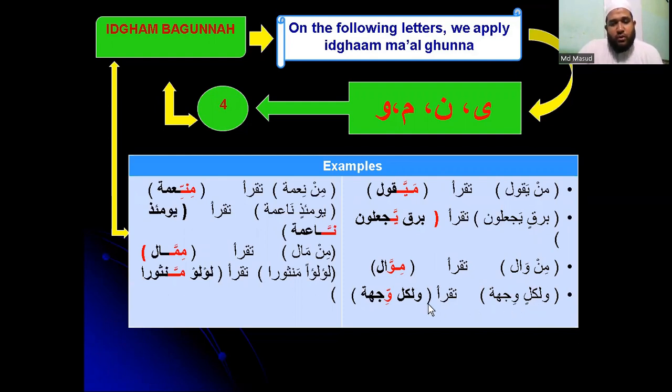Walikullin wijhatun, tuqra'u walikullin wijhatun. Walikullin wijhatun. And other examples are min ni'matin, tuqra'u min ni'matin, and same yawma idhin na'ima. And then min malin, tuqra'u min malin. And lu'lu'am manthura, tuqra'u lu'lu'am manthura. We are assimilating the sound of Tanween into Mim. So that is about Idgham Bighunna.